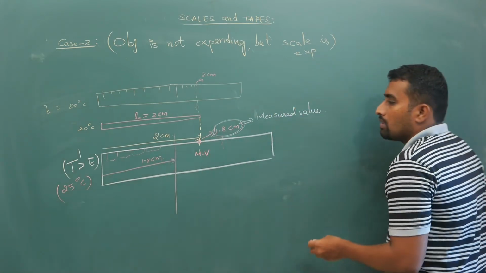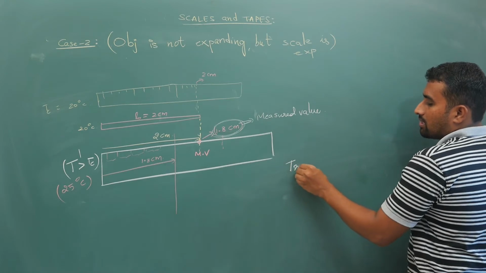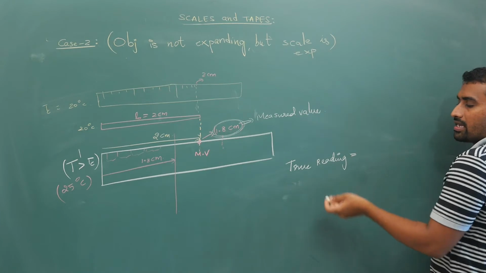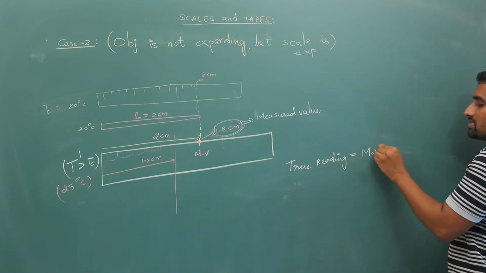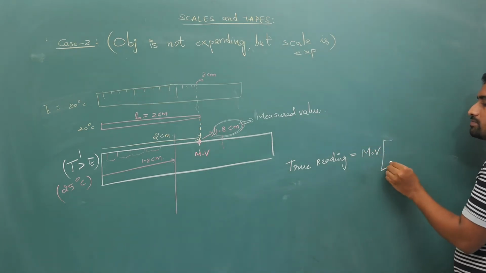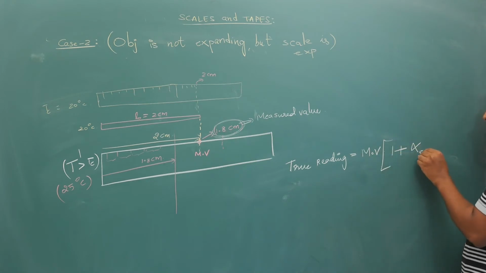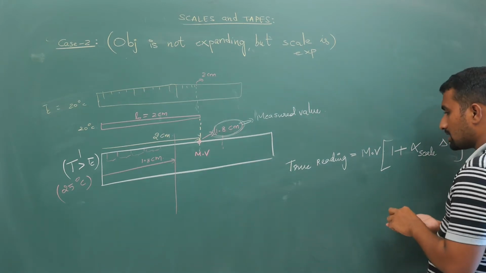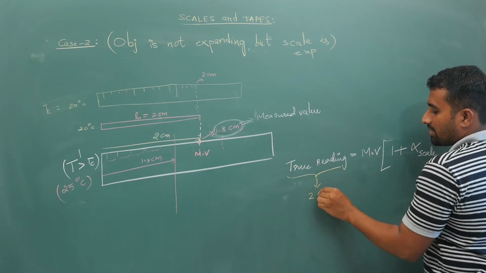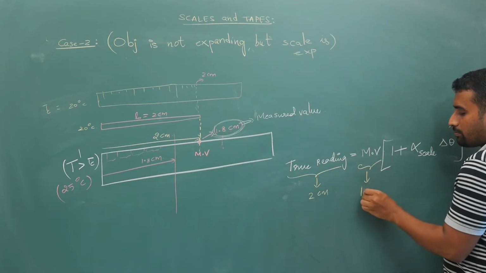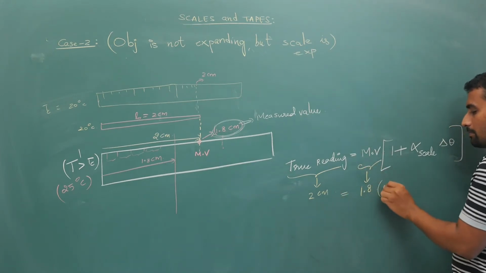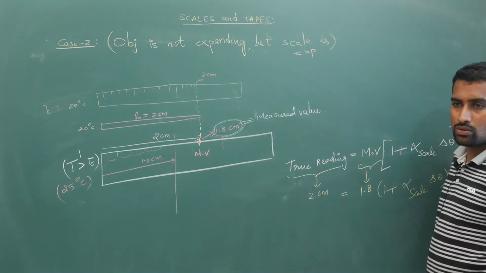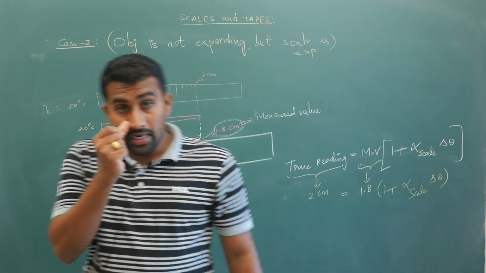So that means your true reading, observe carefully. In this case, your true or actual reading is the measured value, the reading shown by the object, times 1 plus alpha of scale times delta theta. So indirectly, my point is, the true reading is 2 centimeter. The measured value will show 1.8, the reading shown by the object. 1.8 is expanding and becoming 2. Getting my point? This is your second case.